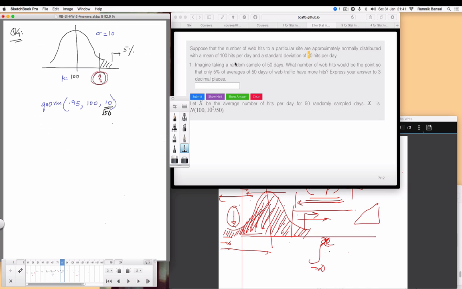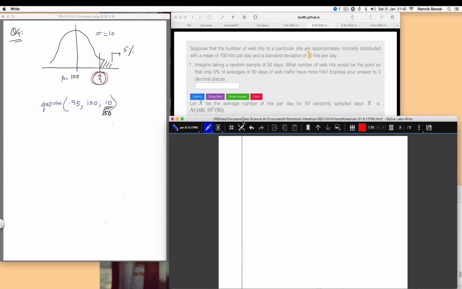Is this clear? No, but imagine. Just please wait. Can you take it? Yeah, I'm keeping it as it is. Whatever is not clear, we will go through it properly. So this is the question here.